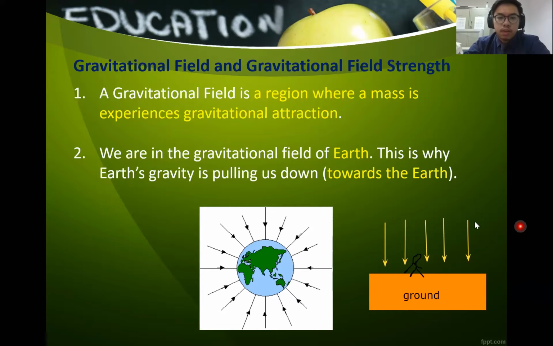If you look at the Earth in its entirety, from space, the gravitational field is actually spherical in shape. It's radial in shape. But on the ground, because the ground is much flatter, when you zoom into the Earth, the gravitational field looks like this. It's pointing vertically downwards to the ground, like this one.